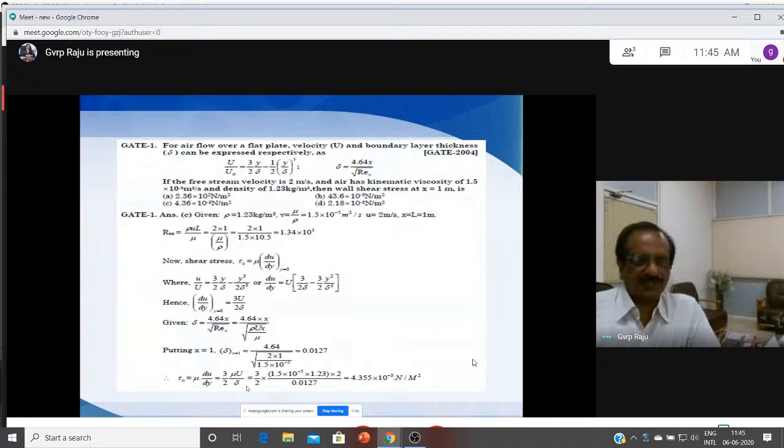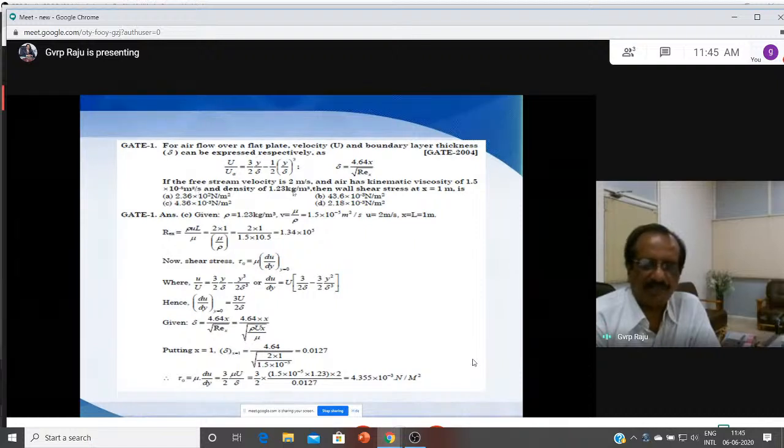For the first question: for airflow over a flat plate, the velocity u and boundary layer thickness are given by u by U equal to 3y by 2 delta minus 1 by 2 (y by delta) whole cube, and delta is equal to 4.64 x by square root of Re. If the free stream velocity, capital U, is 2 meters per second, and air has a kinematic viscosity of 1.5 into 10 power minus 5 meters square per second and a density of 1.3 kg per meter cube, then the wall shear stress at x equal to 1 meter is?